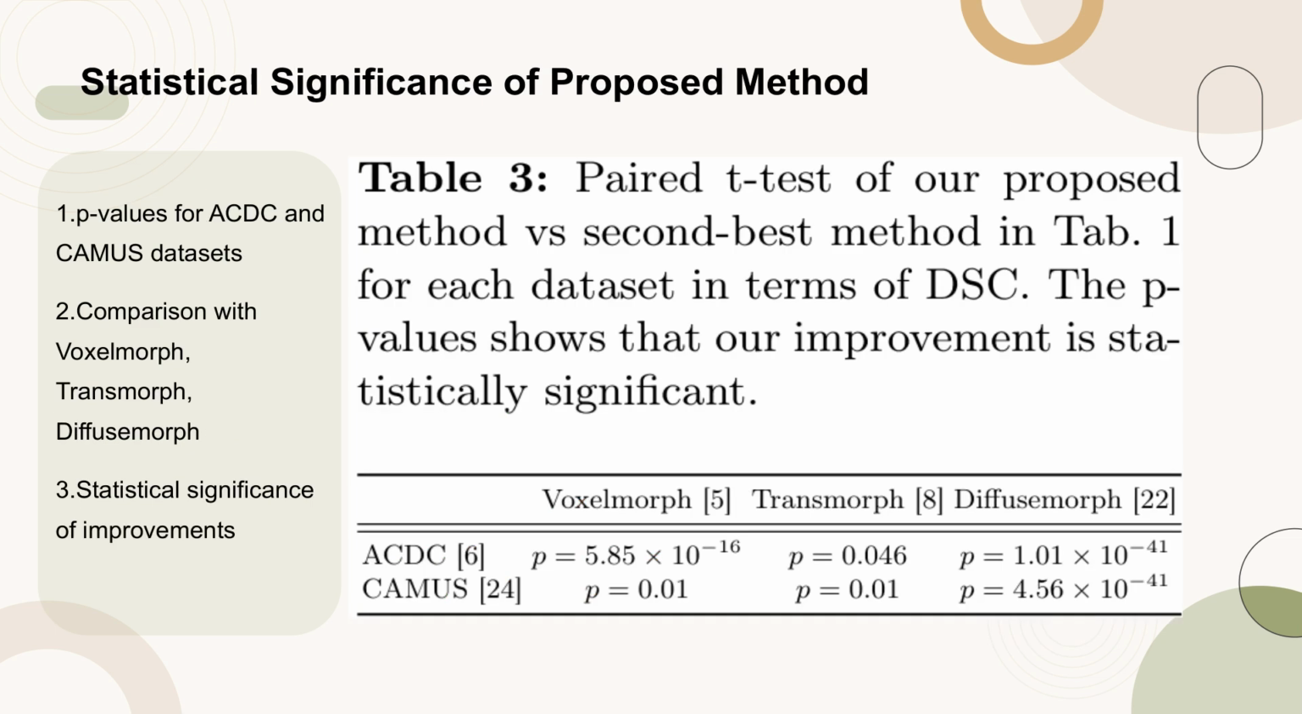Table 3 presents the results of a paired t-test comparing our proposed method with the second-best method from Table 1 for each dataset in terms of DSC. The p-values indicate that our method's improvement is statistically significant. Specifically, for the ACDC dataset, the p-value is 5.85 times 10 to the power of negative 16, and for the CAMUS dataset, it is 0.01. This table highlights the effectiveness of our method in achieving statistically significant improvements over existing methods like voxelmorph, transmorph, and diffusemorph. The statistical significance underscores the robustness and reliability of our approach in handling medical image datasets.